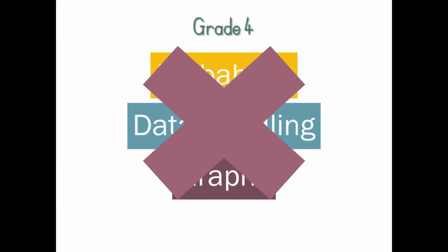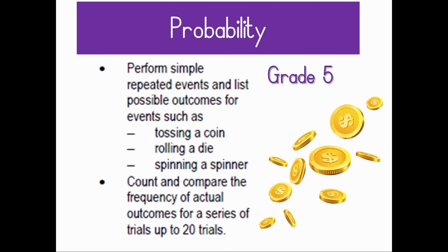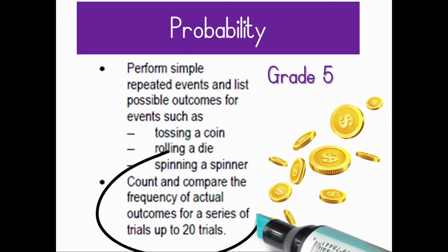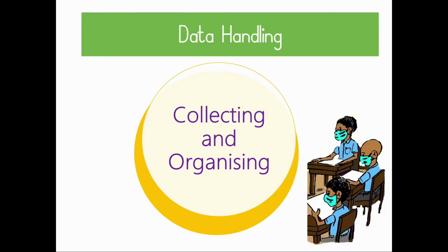Grade 5 learners are introduced to probability in the 5th week of Term 4. They are required to perform simple repeated events and list possible outcomes for events such as tossing a coin, rolling a die, or spinning a spinner. They must also count and compare the frequency of actual outcomes for a series of trials for up to 20 trials.